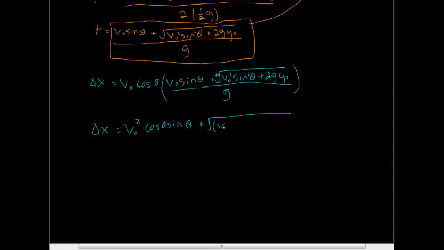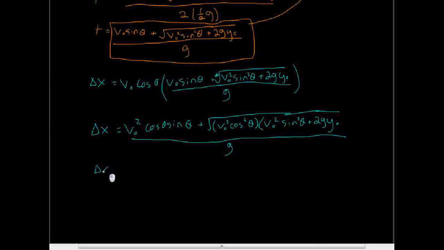And this is a little algebraic trick. Plus the square root of v naught squared cosine squared theta. And we can do this because it's the same thing as we can factor this out, and we would just be left with the v naught cosine theta, which is, so we're keeping it equal, times v naught squared sine squared theta plus 2g y naught. Again, that whole thing over g.